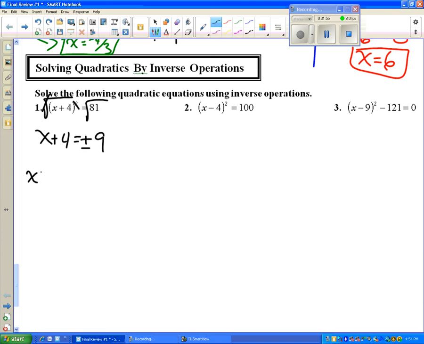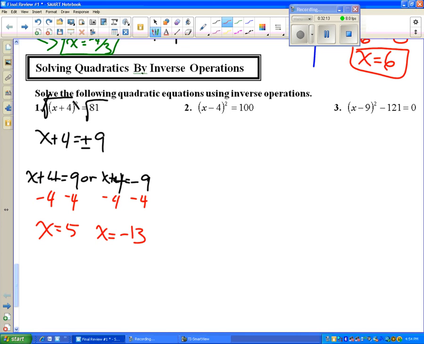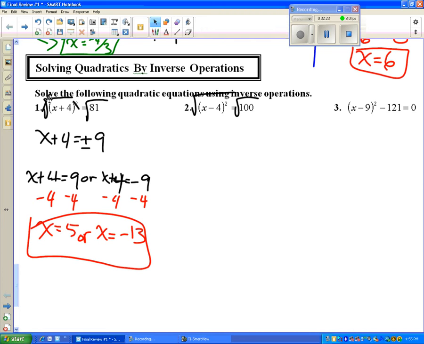So I have x plus 4 is equal to 9, or x plus 4 is equal to negative 9. Both I'm going to do the same thing. I'm going to subtract 4, so x is equal to 5. I'm going to subtract 4, so x is equal to negative 13. Two answers, or.